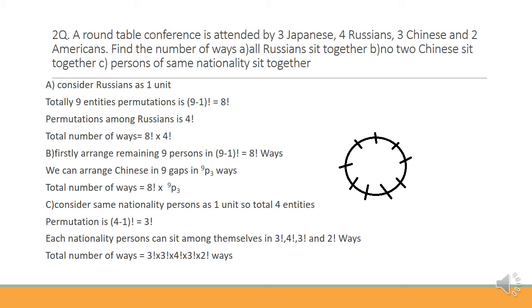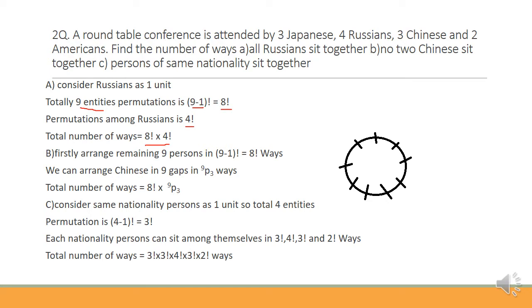So consider the Russians as one unit. Then the remaining nationality people plus this Russian unit will become a total of 9 entities. So circular permutation is n minus 1 factorial, that is 9 minus 1 factorial, that is equal to 8 factorial. Here we have 4 Russians, so permutation among themselves is 4 factorial. So the total number of ways so that all Russians sit together is 8 factorial into 4 factorial.